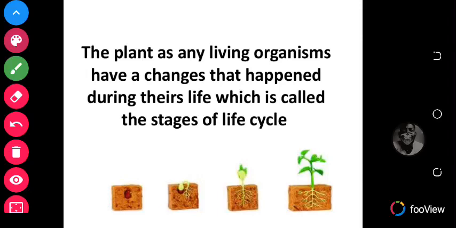The plant, as any living organism, has changes that happen during its life, and this is what we call the stages of the life cycle. So the picture below shows us in summary how the life cycle of a bean plant is going to look. From the seed form, when it starts germination, it becomes a plant.